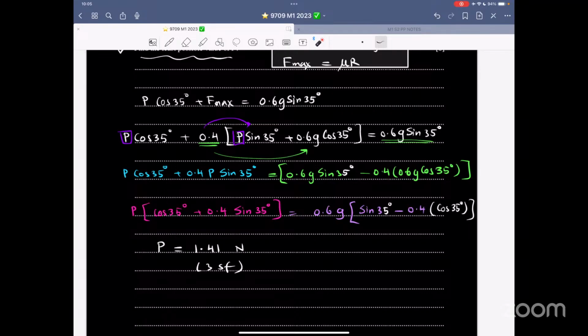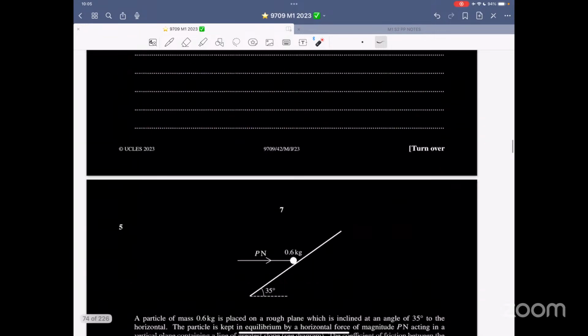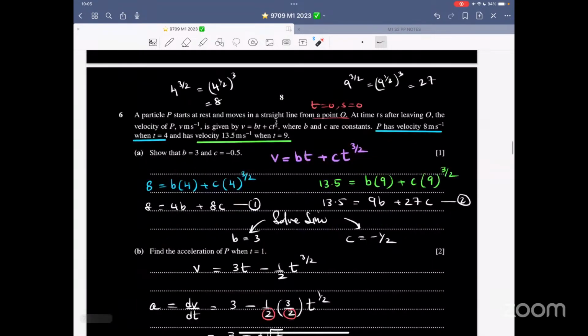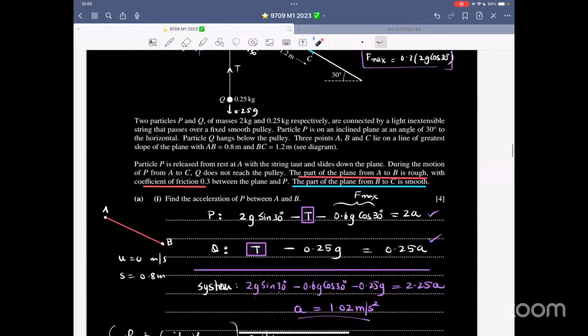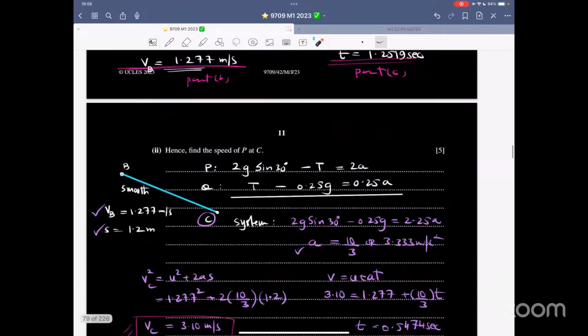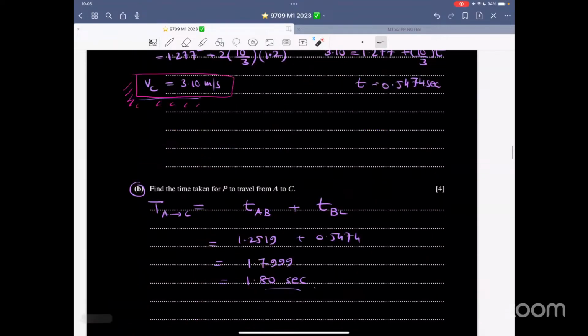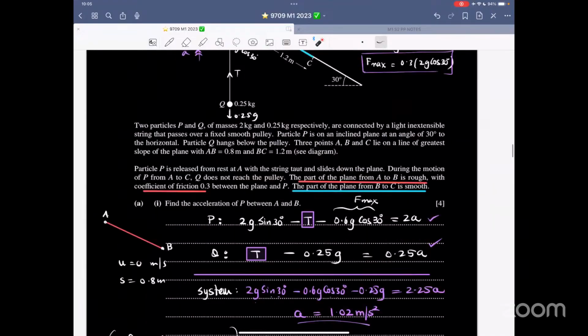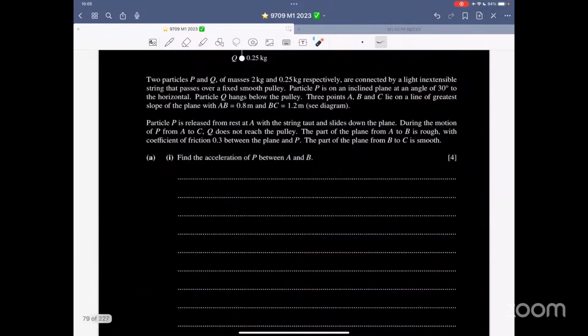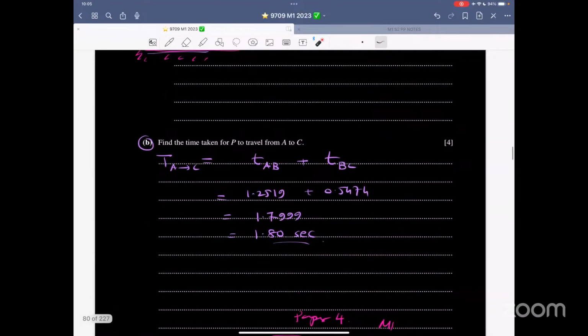Okay, let's move on. So the forces thing is done. Let me look for another forces kind of thing. Yes, this is the one. So let me add a page over here. And let me add a page over here.